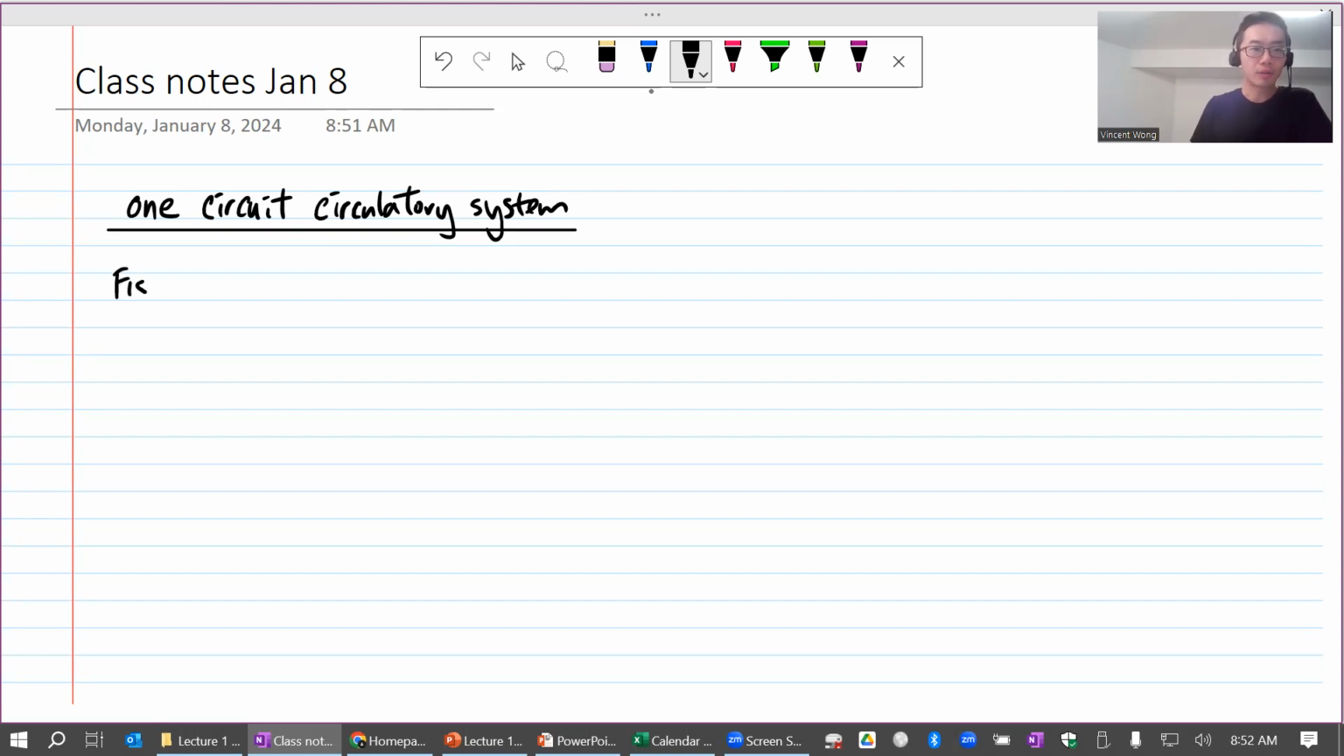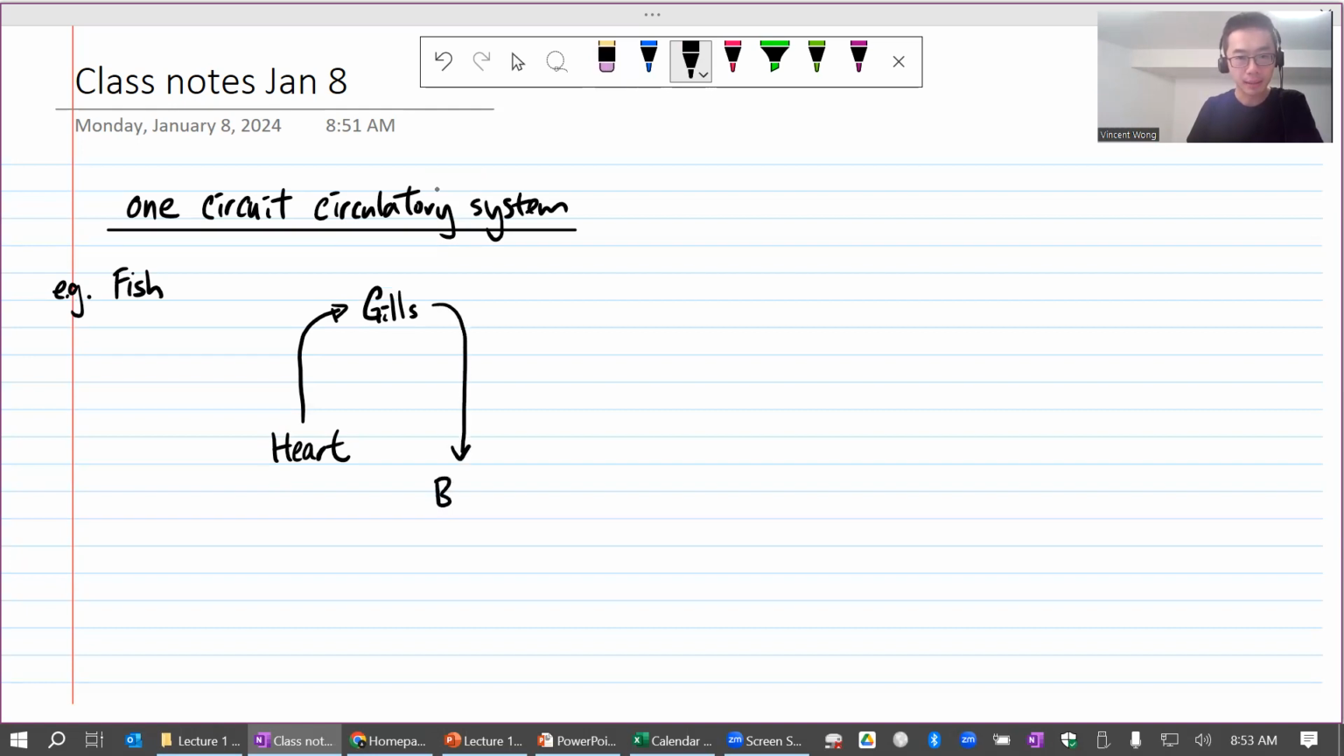Things like fish, they have a one circuit circulatory system. They have the heart. They will pump the blood to a structure for gas exchange. Fish do not have lungs. What do they have instead for gas exchange? Can anybody tell me? Gills. That's right. It's going to go to the gills, and then it's going to go to the body. And then the blood is going to come back to the heart.